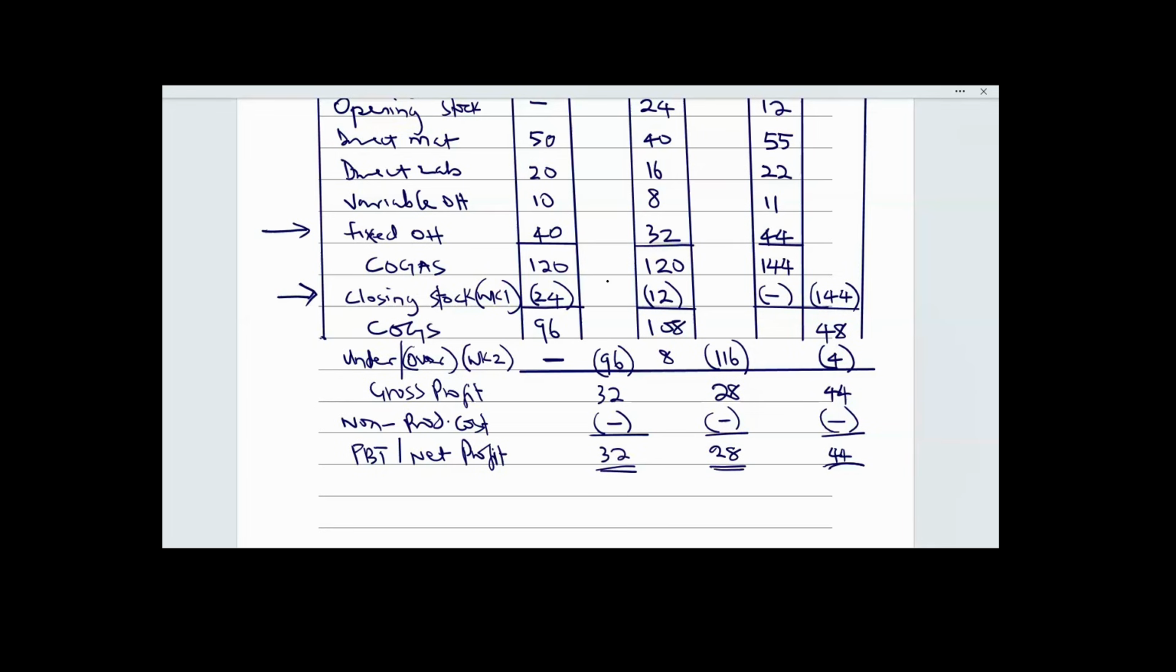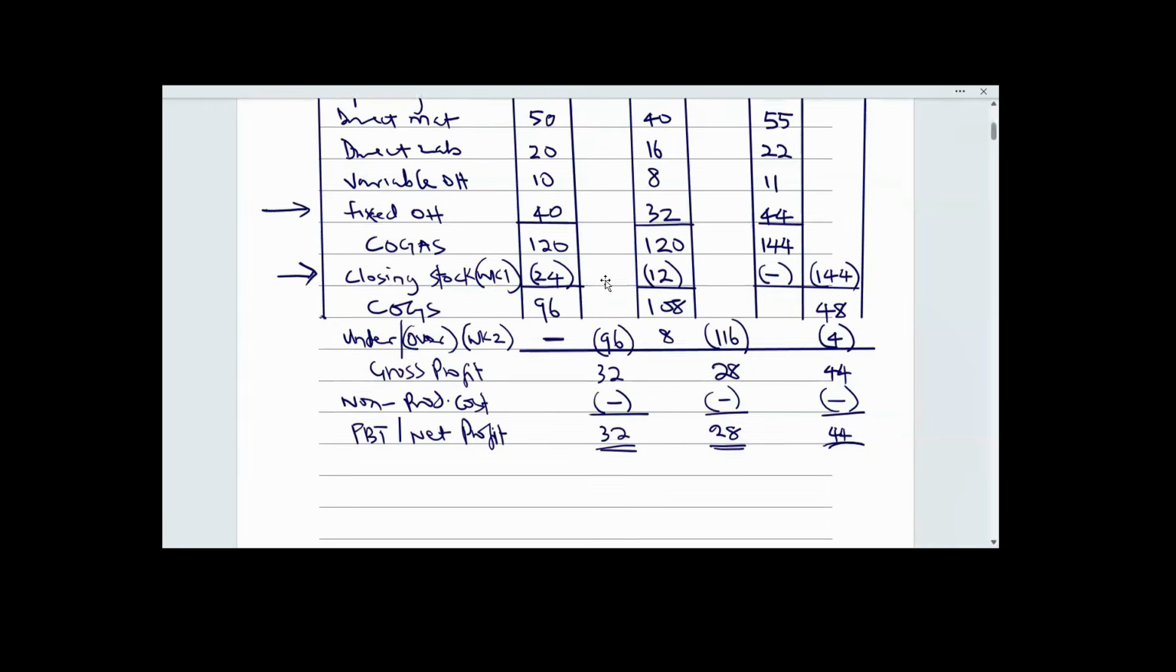So to correct this, what are you supposed to do? You deduct the difference, and that's why we deducted the 4,000 naira from the cost of goods sold, to ensure that the profit appropriately reflects the actual result. So that is what we have done here.